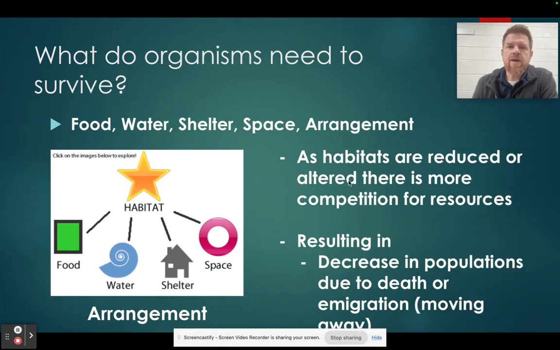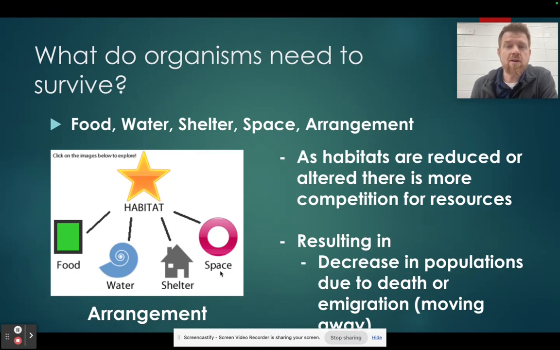And so here's the problem with habitats that are starting to decrease in size due to habitat destruction. As habitats are reduced or altered, there's more competition for the resources. So all of these resources, these requirements for a habitat, when the habitat gets smaller, competition increases. So it might reduce the number of individuals that can live there.